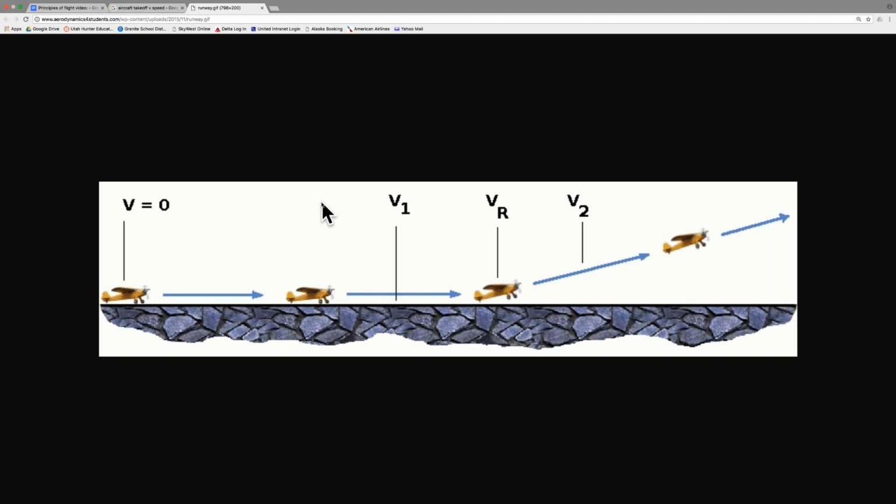Takeoff safety speed. So the names of the V speeds, and I want you guys to take note of this: V1 is takeoff decision, right? VR is rotation, and V2 is the takeoff safety speed.